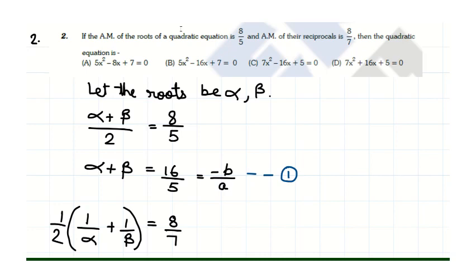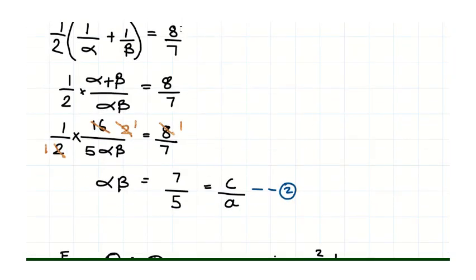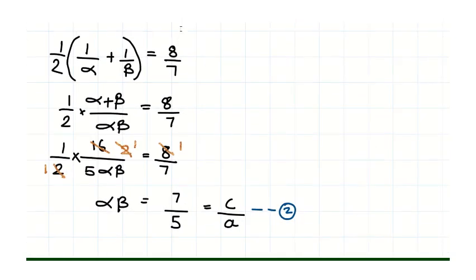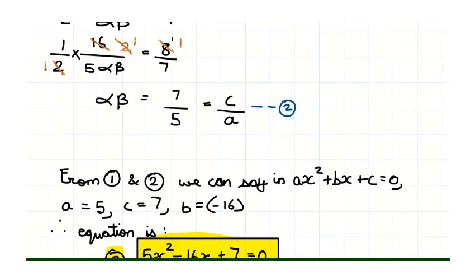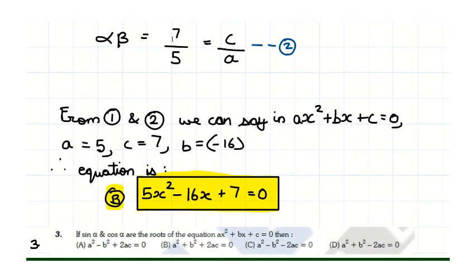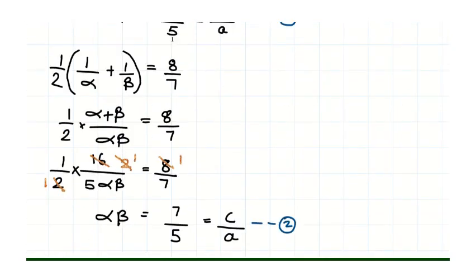It is given that (1 by alpha plus 1 by beta) whole divided by 2 is 8 by 7, or ((alpha plus beta) by alpha beta) whole divided by 2 is 8 by 7. We have (16 by 5) divided by alpha beta, divided by 2, is 8 by 7, or alpha beta equals 7 by 5. We know that product of roots equals c by a, thus 7 by 5 equals c by a. Now we can substitute a equal to 5, c equal to 7 and b equal to minus 16, and we get the following equation: 5x² - 16x + 7 = 0, that is option B.